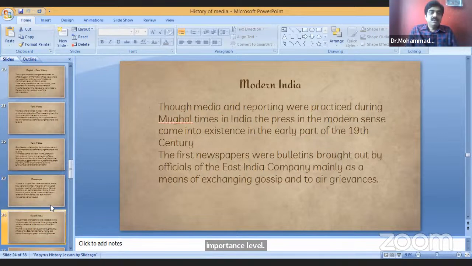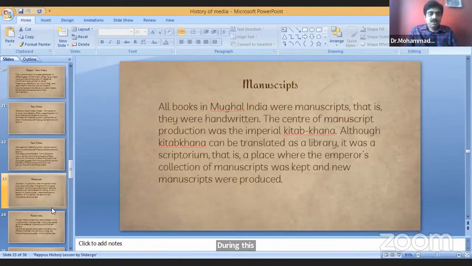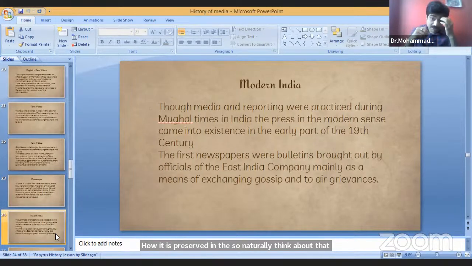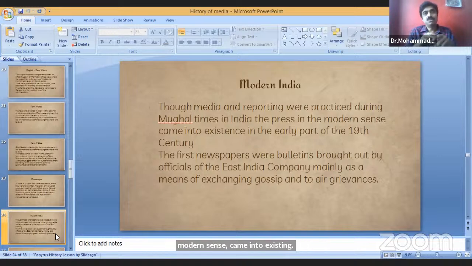Next. Yes, this is a manuscript, how it was preserved in the Kitab Khana. Next we'll think about whether media and reporting were practiced during the Mughal times in India. The press in the modern sense came into existence in the early part of the 19th century. So we move ahead to modern India, and how the first newspaper came about.